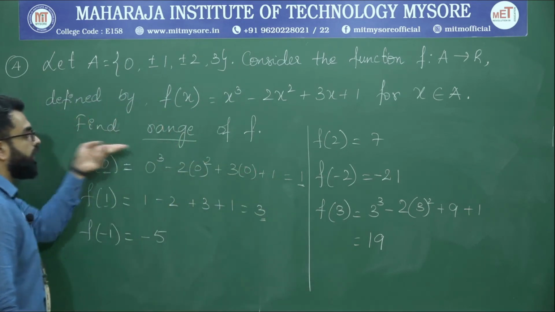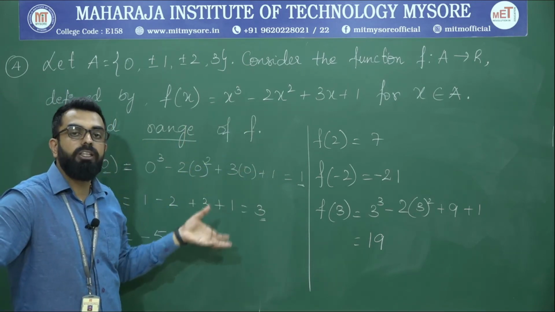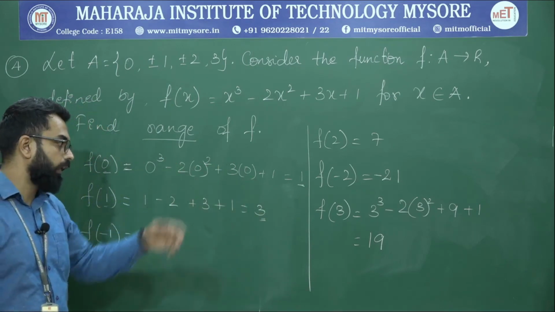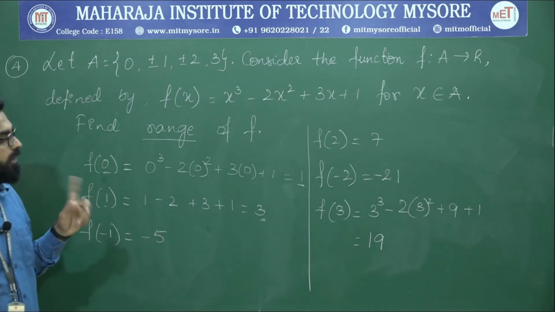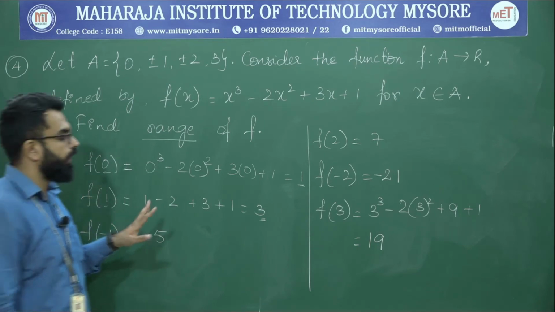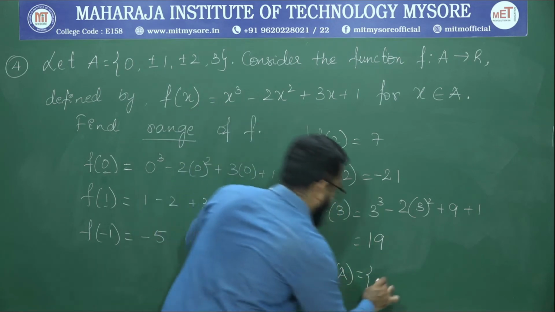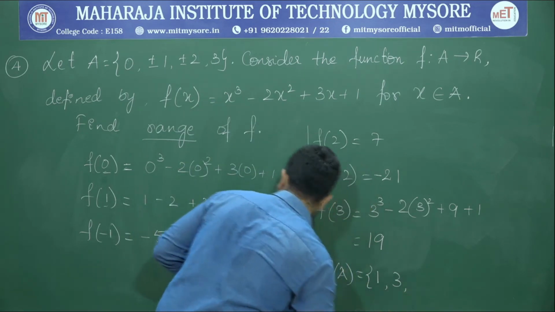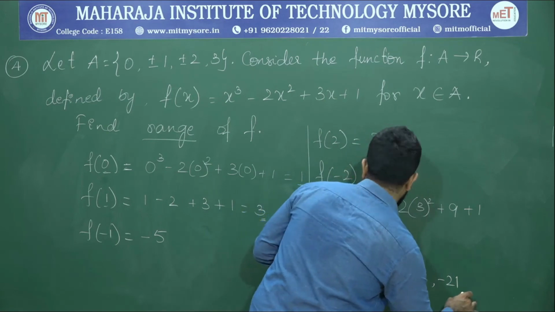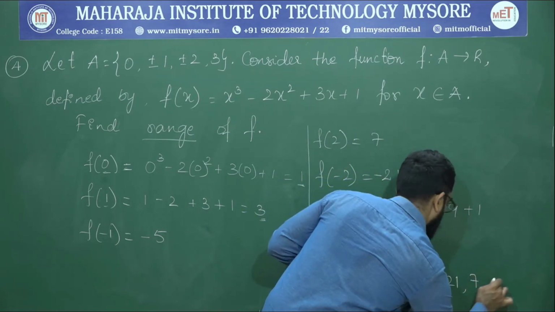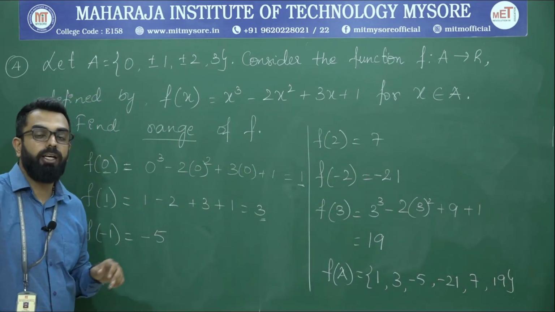What is being asked in the question? Find the range of f. Range is nothing but the set which contains the images of all the elements of set A. So these are nothing but the range. So how do we represent that? 1, 3, minus 5, 7, minus 21, 19 is the range. So how do we define it? F of A is equal to 1, 3, minus 5, minus 21, 7 and 19, which are the elements of the range of set A under function f.